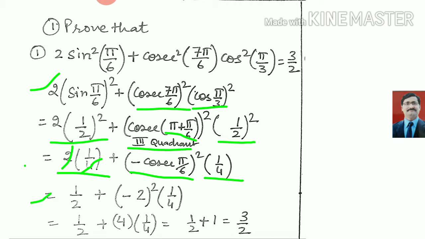Now cosec pi by 6 means cosec 30 degrees. Cosec 30 degrees is 2. Before it we have a minus, so minus 2 square, and 1 upon 4 as it is. Now minus 2 square is 4. The first part is as it is, 1 upon 2, plus 4 into 1 upon 4. 4 and 4 you can cancel. You get 1. So 1 upon 2 plus 1 will be 3 by 2. So it is a very simple question. You have to understand only.